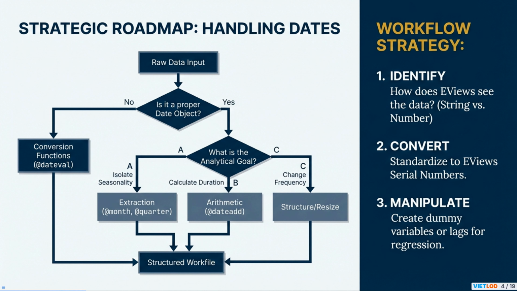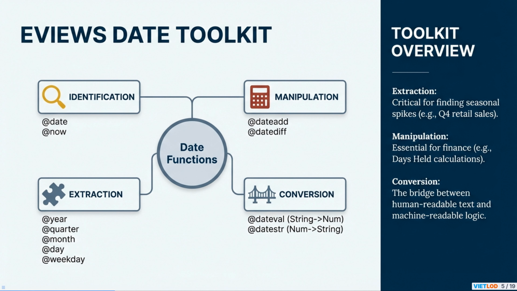The flowchart visually represents this. Starting from raw data, if it's not a date object, we convert it using functions like @dateVal. If it is a proper date object, we then decide our analytical goal, isolating seasonality using extraction functions like @month or @quarter, calculating duration with arithmetic functions like @dateAdd, or changing frequency with structure resize operations. All paths lead to a structured work file ready for analysis.